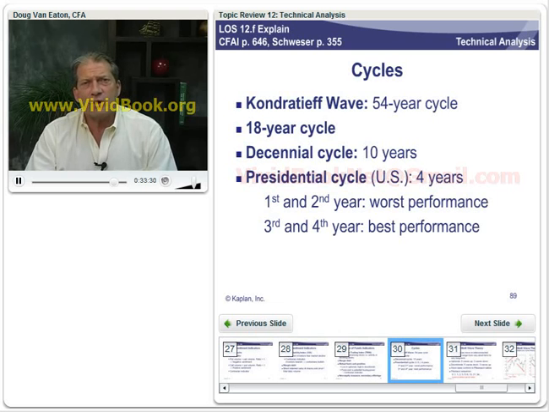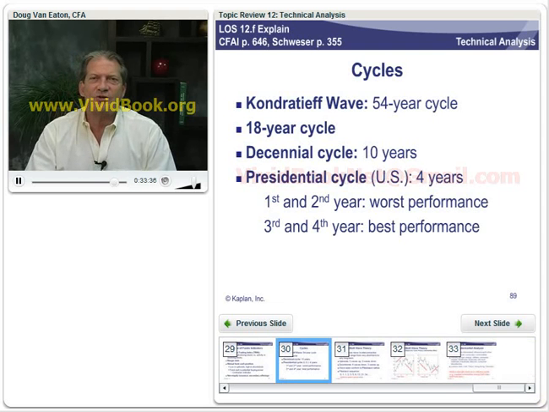There's also evidence about some decennial cycles of 10 years each and presidential cycles in the U.S. based on the 4-year presidential terms. The evidence is that the first and second year of the presidential cycle offer the worst performance in the markets, and the third and fourth year the best performance. And I think that's particularly true with equity markets.